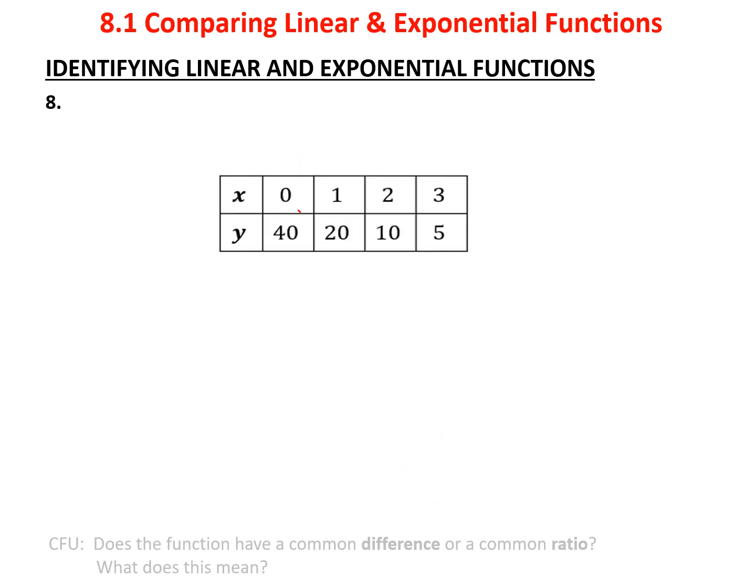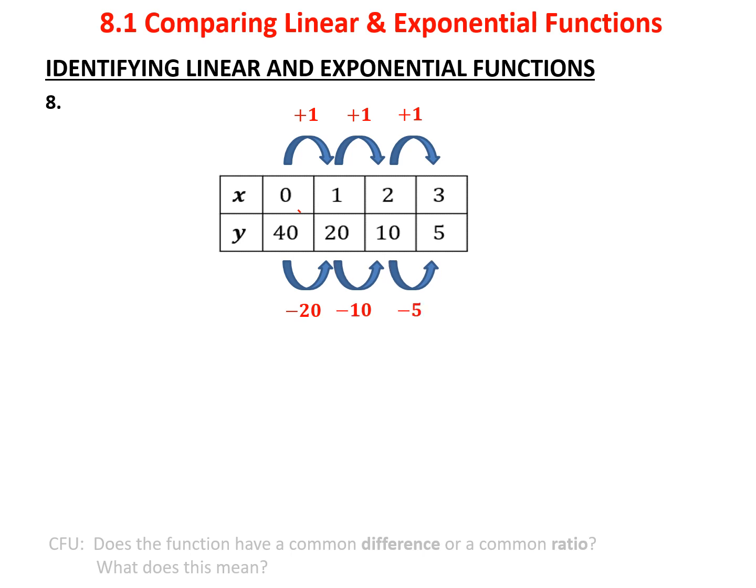All right, let's try again. We have our consistent interval of 1, 0, 1, 2, 3. So let's see how it is. What's the difference between them? If I go from 40 to 20, 20 minus 40 means it went down minus 20. But 10 minus 20 is minus 10. So notice I do not have a common difference. It's going down by a different amount each time.